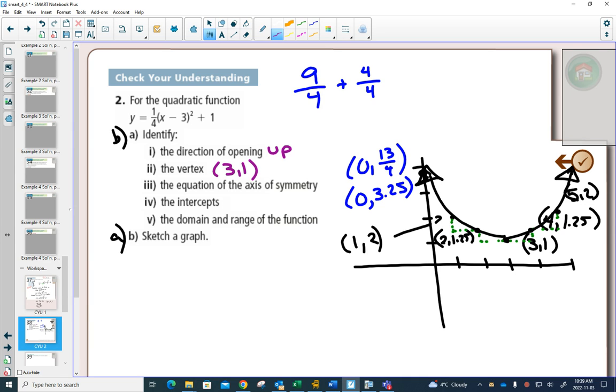3, 1. The axis of symmetry, let's draw it on our graph. That's the straight line up and down that's dotted. Do you remember from grade 10 the equation of straight lines? Straight line equations are always, if they're vertical, x equals. They're x equals line because every point on that dotted red line would have an x coordinate of 3.